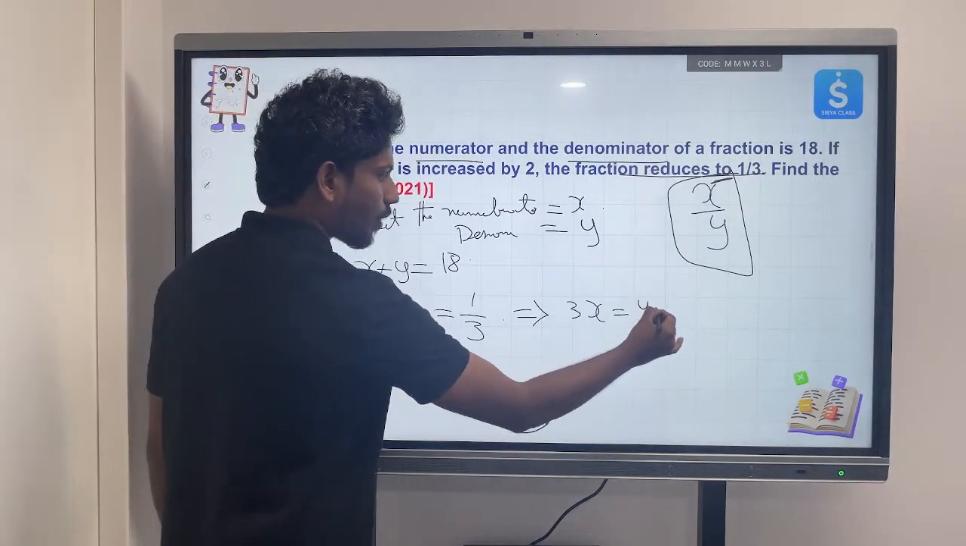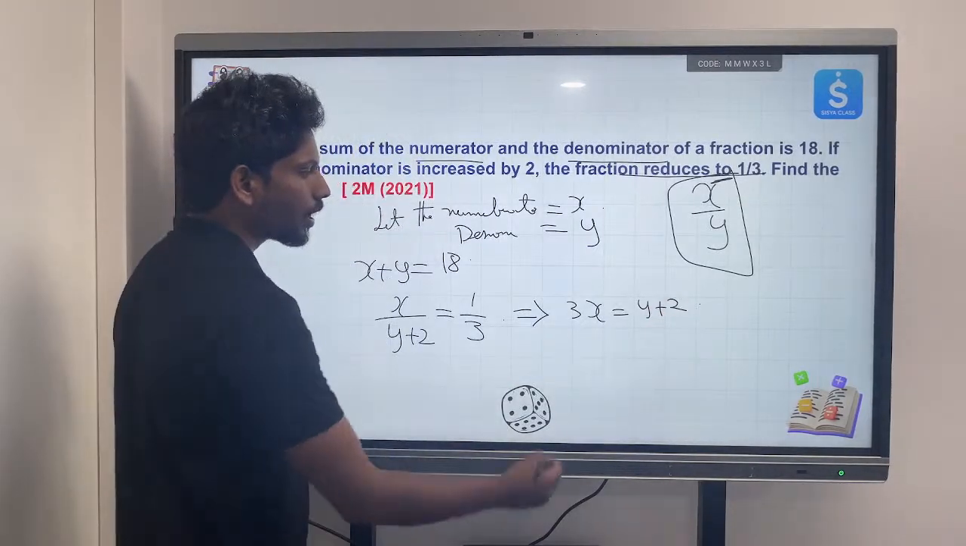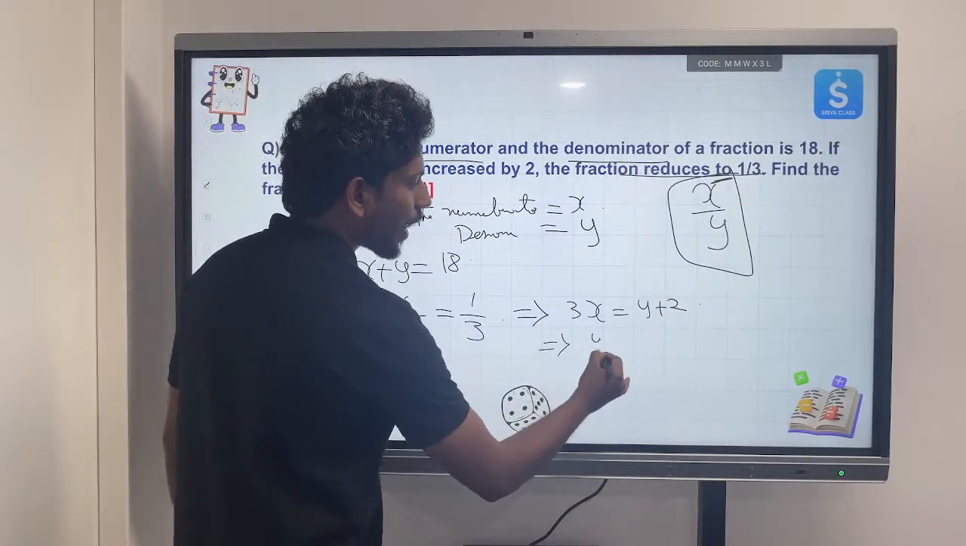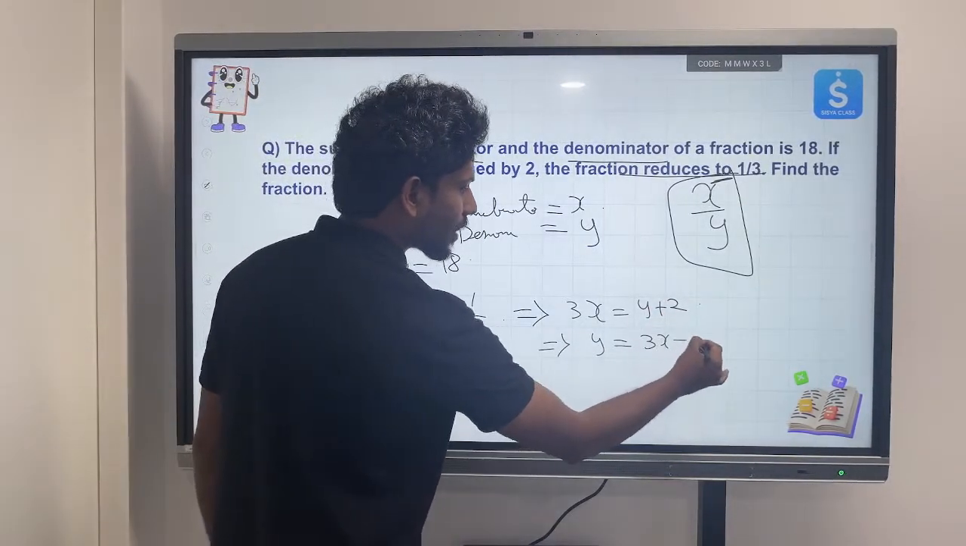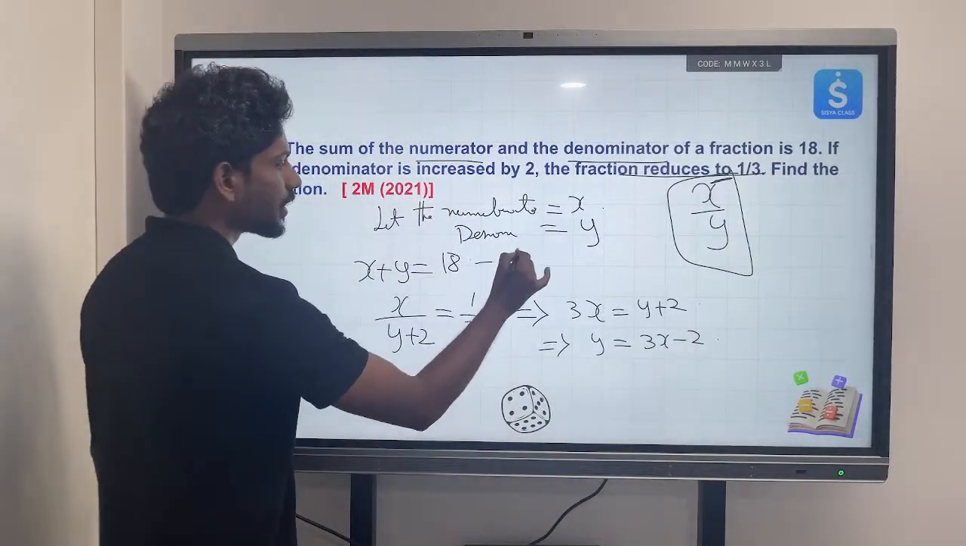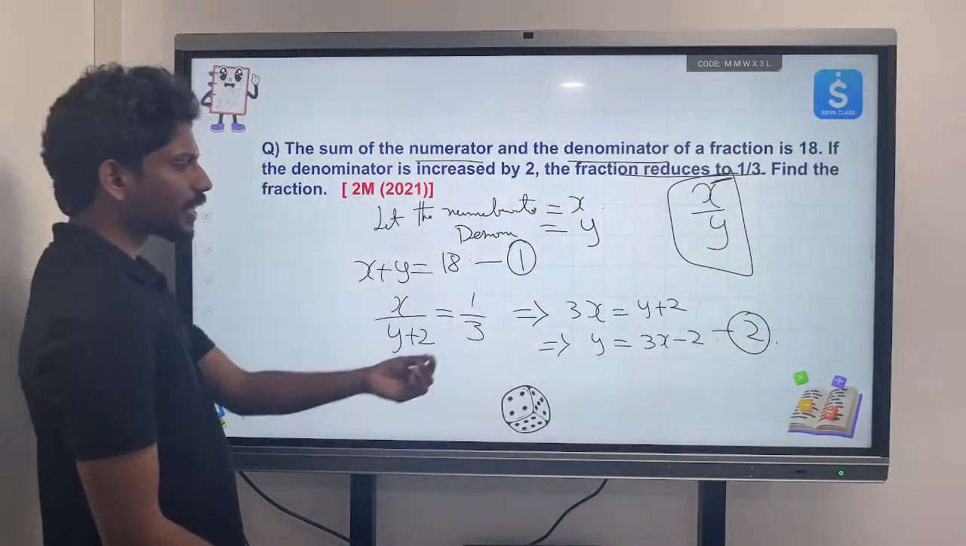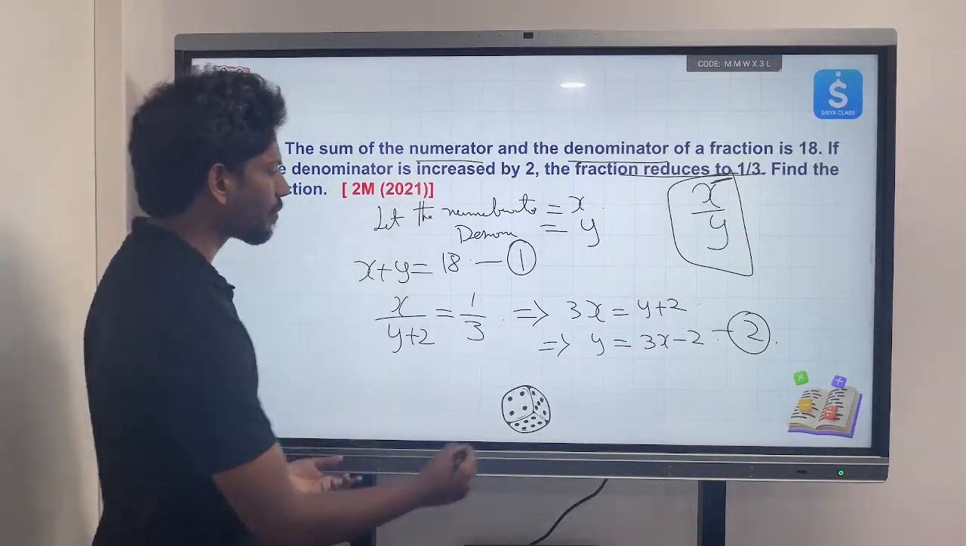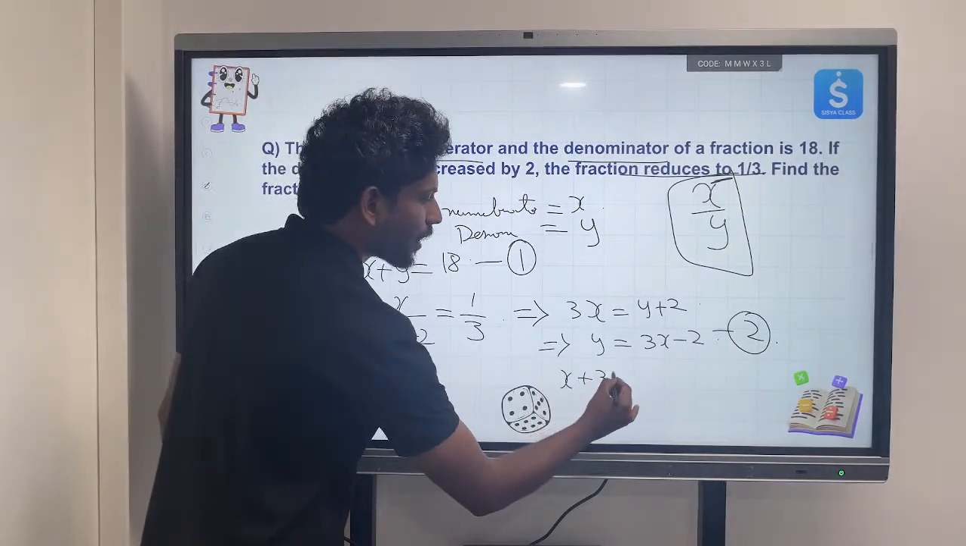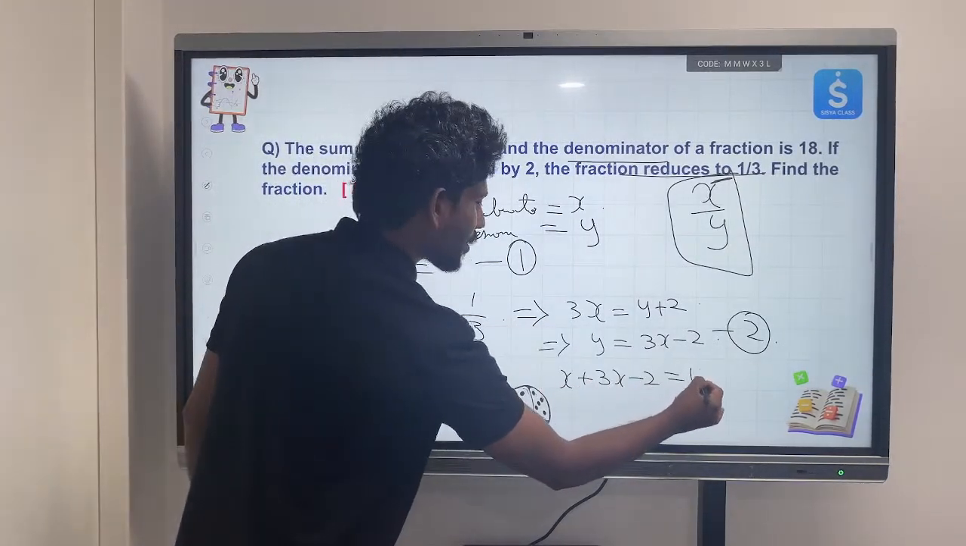3x is equal to y plus 2, right? Or you can write here only y is equal to 3x minus 2. So we have two equations, this is equation 1 and this is equation 2. Can we solve these two equations? Just substitute in place of y, 3x minus 2: x plus 3x minus 2 is equal to 18.